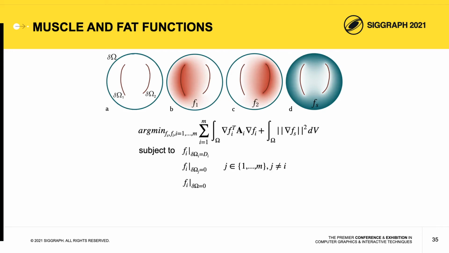And here are our constraints. First constraint ensures that we respect the user-specified tissue values at the muscle curves. The second and the third ensure that each muscle function goes to 0 at the skin boundary and at the points that belong to other muscle curves. And finally, the last 2 constraints ensure we respect the user-specified fat value at the skin boundary and that it goes to 0 at all the muscle curves.